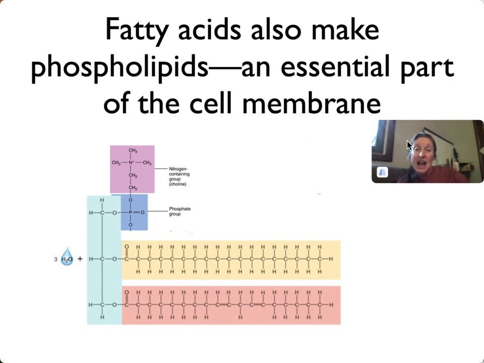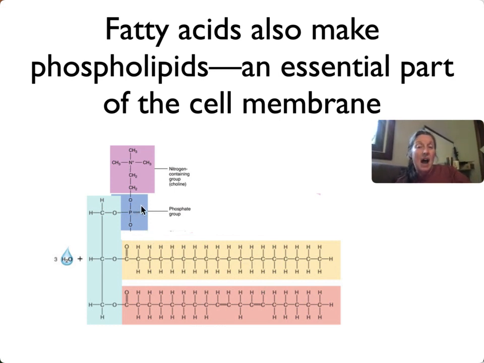Now, these fatty acids also bind to a glycerol molecule. Here's one that's all stretched out to form a special molecule known as a phospholipid. Now, you'll notice in this glycerol molecule, two of those carbons have fatty acids, but on the third carbon, we have a phosphate group and also a choline group. But let's just focus on the phosphate because that's what gives it its name.